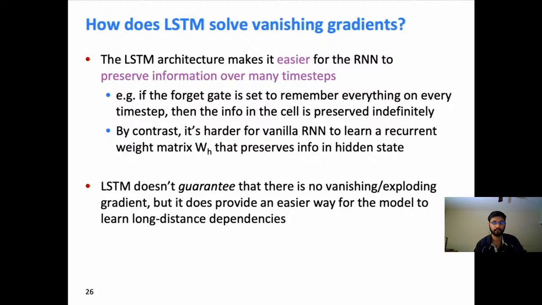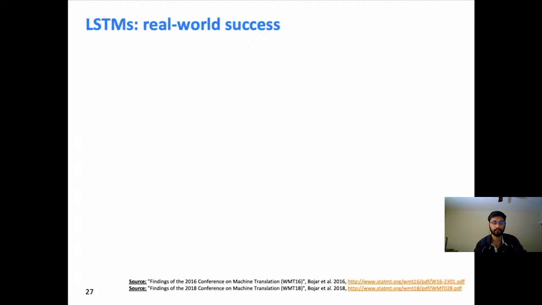Okay, so LSTMs have been shown to be more robust to the vanishing gradient problem, but I'm going to tell you a little about how they've actually been more successful in real life.